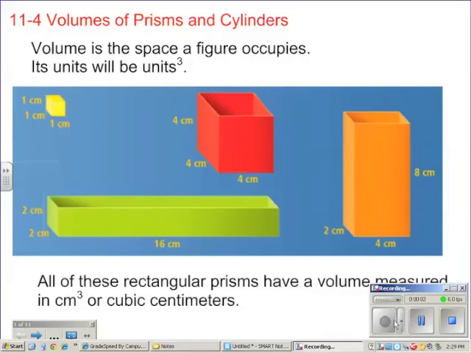Hi, our topic here for today is to find the volumes of both prisms and cylinders. And later on you'll see how the formula for both prisms and cylinders is very similar, and so it makes sense just to group those two together. We first need to define volume.